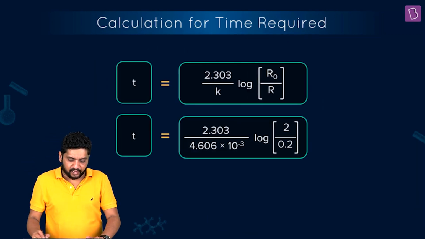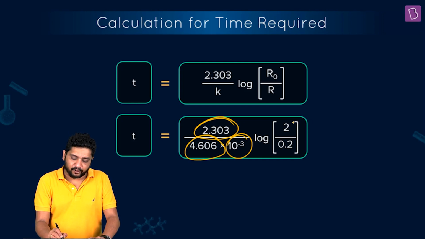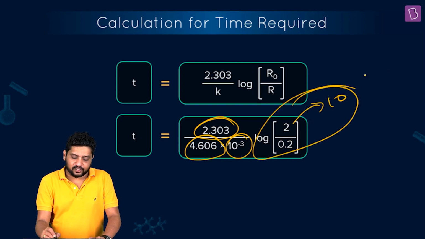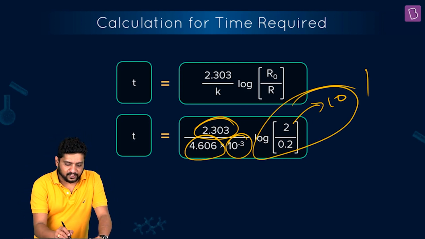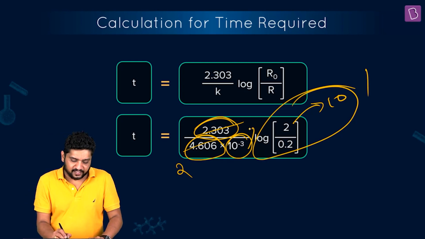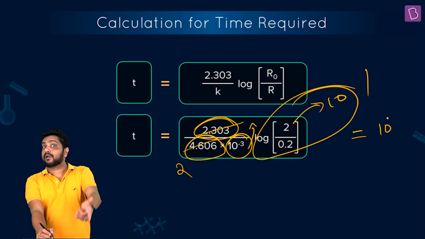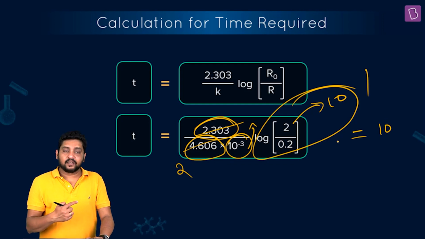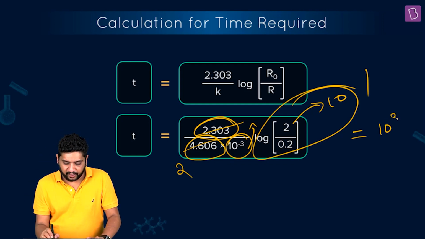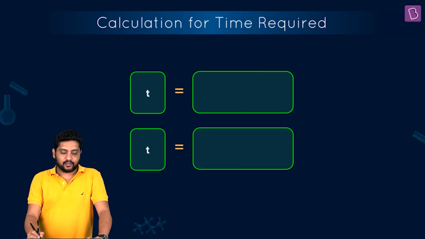Going forward, substituting these values, what will you get? 2.303 by 4.606. You understand why we converted that. 10 to the power minus 3 and log of 2 by 0.2. 2 by 0.2 is 10 and log 10 is 1, right? So this whole thing is not of our concern. Now 2.303 into 2 is 4.606, right? And if this 10 to the power minus 3 goes to the numerator, it will become 10 to the power plus 3. 1 by 10 to the power x is 10 to the power minus x, right? So 1 by 10 to the power minus 3 will be 10 to the power plus 3. So 10 to the power 3 divided by 2, or 1000 by 2, which is equal to 500, right? Beautiful answer. Very simple calculation is what we are seeing.